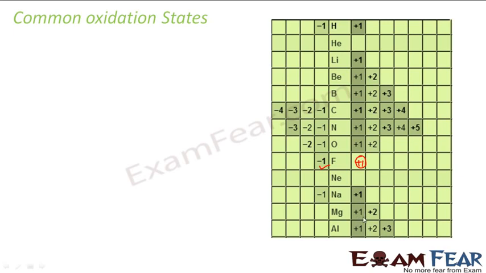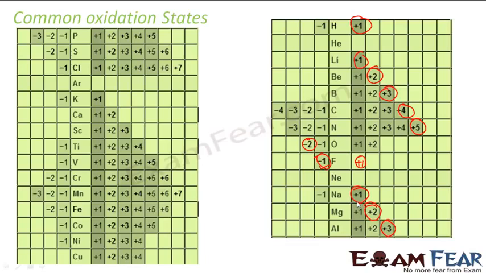Magnesium plus 1, plus 2, aluminum plus 1, plus 2, plus 3. So if you see there is something dark here, right? That means in most cases it is plus 1, here it is plus 2, here it is plus 3, here in most cases it is plus 4, and here it is plus 5 in most cases. Oxygen is most often minus 2, fluorine is minus 1, sodium is plus 1, magnesium is plus 2, aluminum is plus 3 most of the time, but it can have plus 1, plus 2 and plus 3.